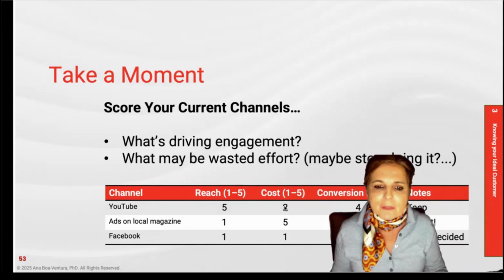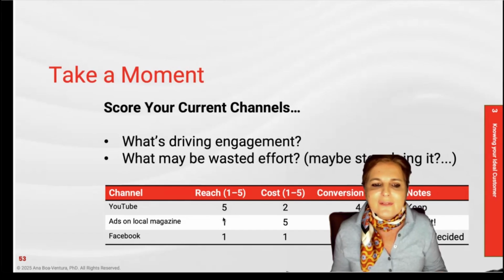And the cost is maybe a 2, because maybe you are the person editing the videos. That takes some energy and time, right? And the conversion, you're getting a 4 there, pretty good score, right? The ads on local magazine, reach is terrible, 1. The cost is really high, 5. The conversion is really bad, so obviously just drop it, right? This is really bad. So low reach, low conversion, and high cost, this is just drop it.